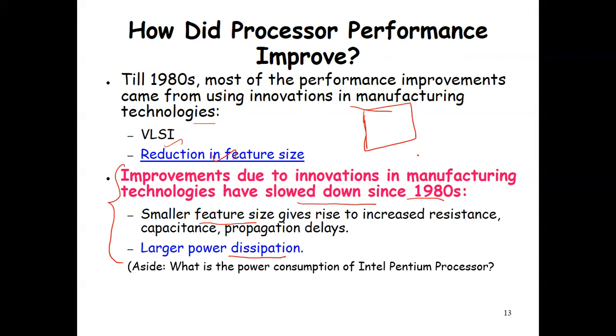See, everything has a threshold, right? After the 1980s, if you keep on packing more and more transistors inside the same chip, what happens? It creates other problems. You may be able to keep more transistors on the same chip and reduce the feature size, but it may give rise to increased resistance. It may increase the capacitance. It may increase the propagation delays, and it may lead to large power dissipation. These types of problems we started facing after the 1980s.